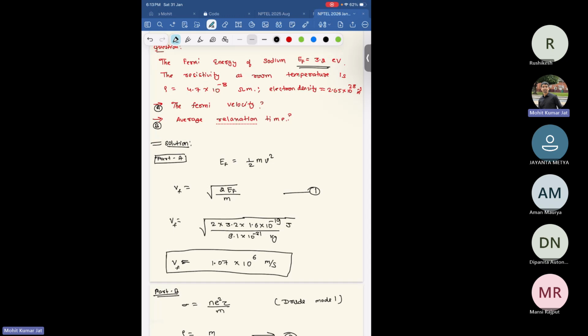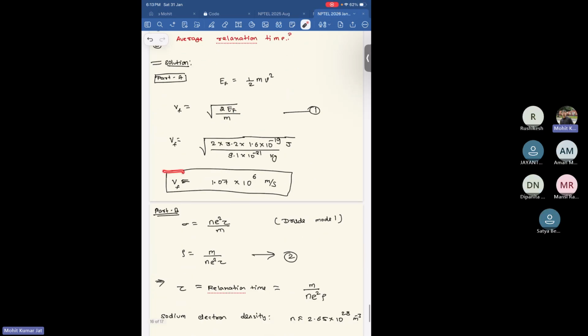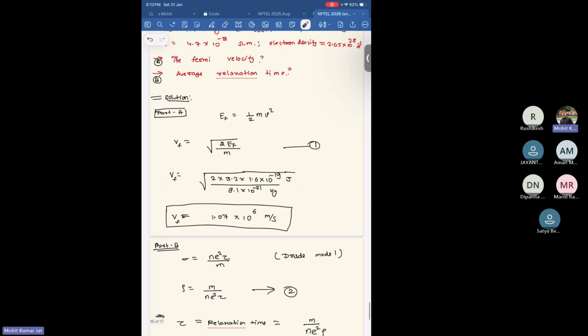To equate the Fermi velocity, you equate it with the half mv square, and then estimate the Fermi velocity Vf, and that turns out to be 1.07 × 10^6 meter per second. Now similarly for the second part, which asks for the average relaxation time.